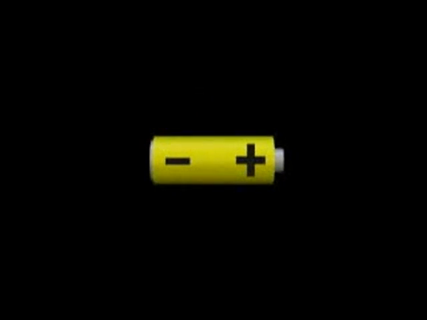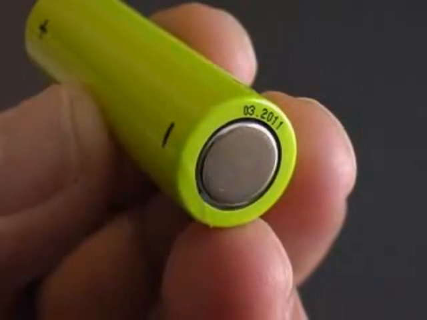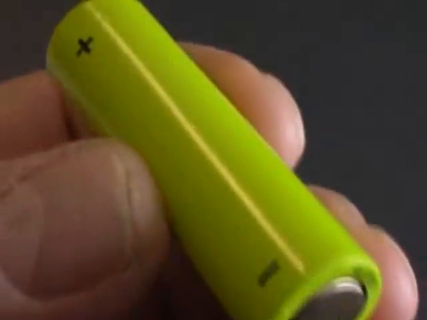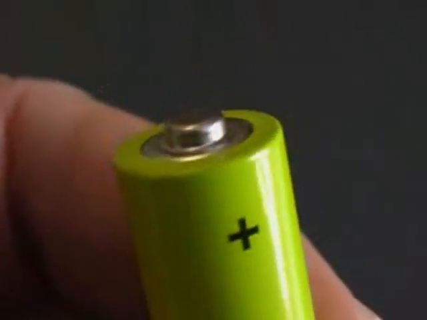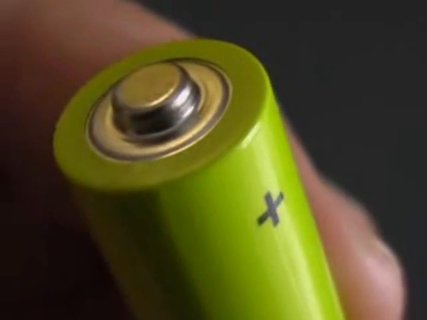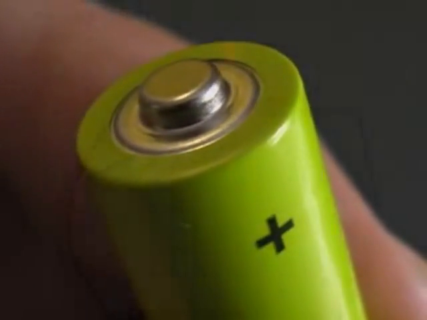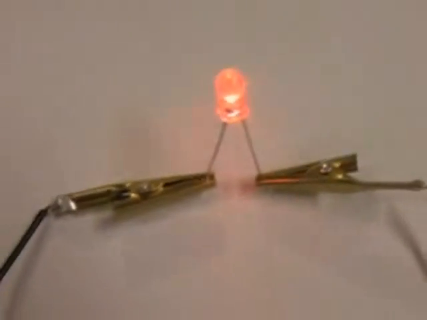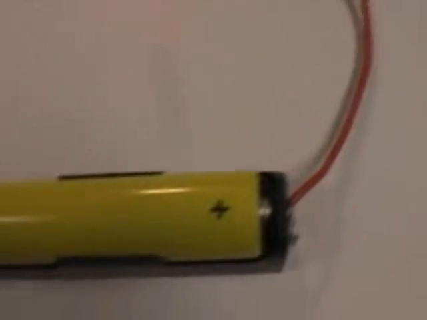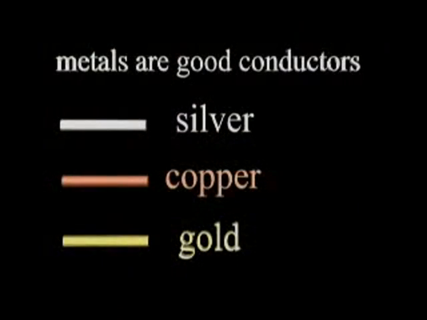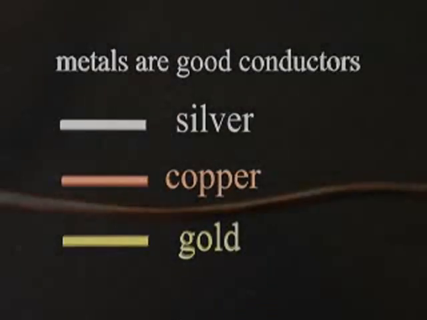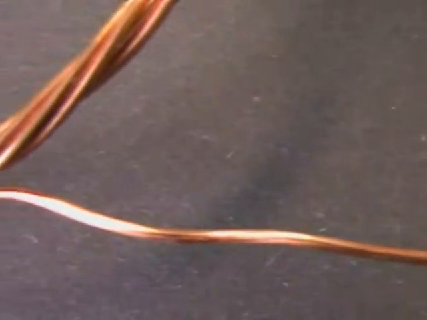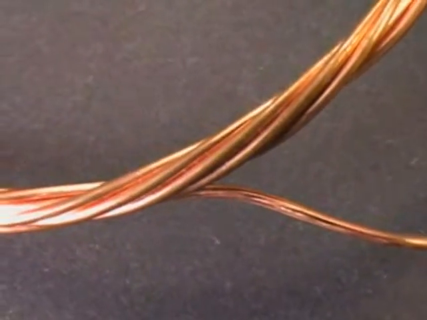The chemistry of a battery creates a force that moves electrons out of the metal plate on the negative end and attracts them to the metal bump on the positive end. Electrons will start to move from minus to plus if the right kind of material is connected to the battery. Materials that allow electricity to travel through them are called conductors. Most metals are good conductors of electricity. Copper is the most common metal used in wires.